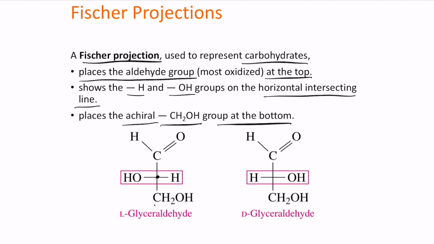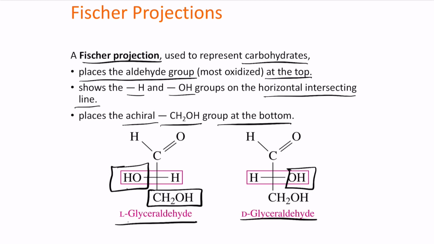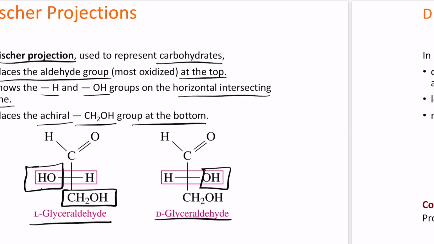Now this is the question: what is D and what is L here? If the OH group is on the left side, we call that L-glyceraldehyde. Now this OH group is the one that's closest to the CH2OH. So the chiral carbon farthest from the carbonyl decides whether it is D or L. If it's to the left, then we call it L-glyceraldehyde. If it's to the right, we call it D-glyceraldehyde. So this is how we can classify using Fischer projections.